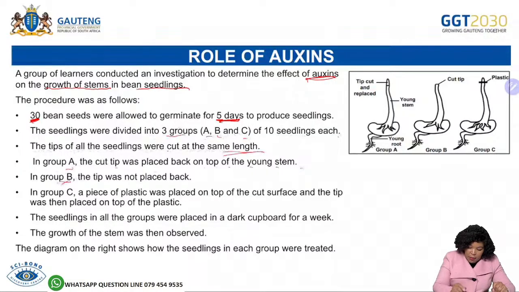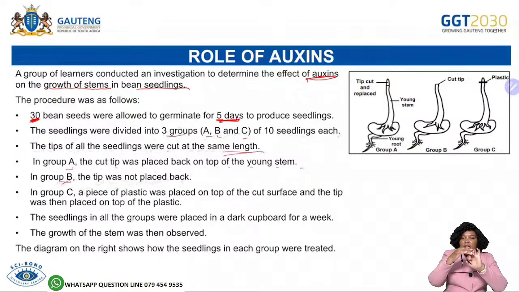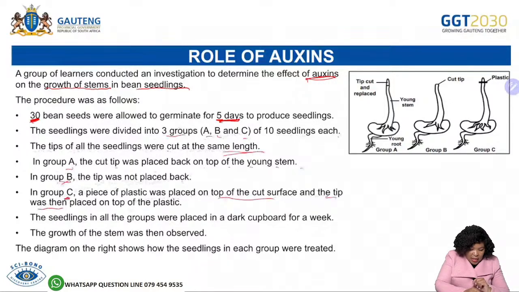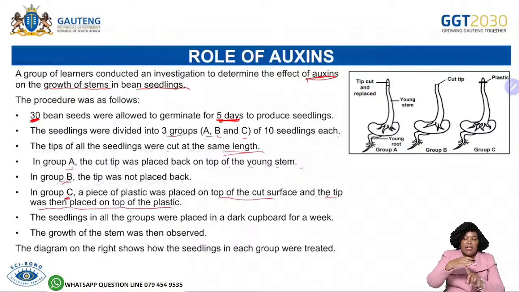Then in group B, the tip was not placed back, meaning group B was left without a tip. It was just a cut open stem. In group C, a piece of plastic was placed on top of the cut surface. They took a plastic and put it on top of the cut surface, and then the tip was placed back on top of the plastic. So the stem was cut, they put a plastic and they put the tip again on top of the plastic. So that was in group C.